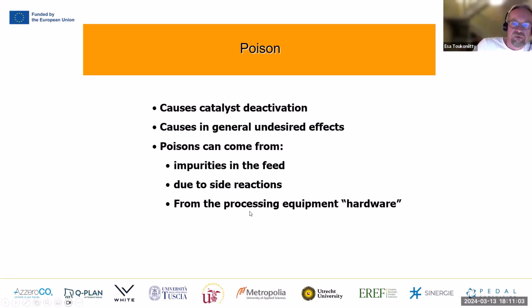And also, of course, typically some tiny metal particles can come, or some materials can dissolve out from the hardware, from the process equipment. But these are just a few alternatives for what causes the inevitable catalyst deactivation.